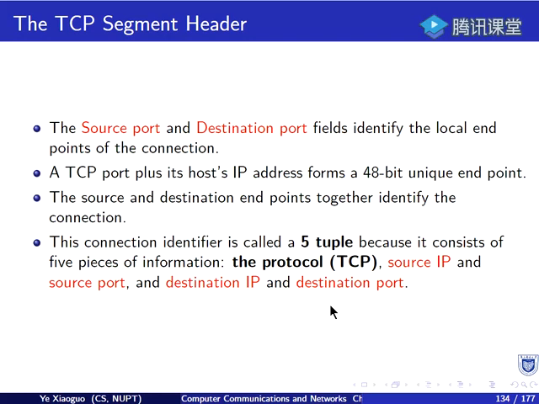The source port and destination port fields identify the local endpoints of the connection. A TCP port plus its host IP address forms a 48-bit unique endpoint. The source and destination endpoints together identify the connection. This connection identifier is called a 5-tuple because it consists of 5 pieces of information: the protocol, source IP, source port, destination IP, destination port.